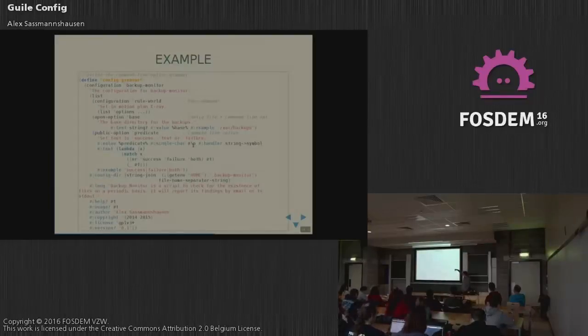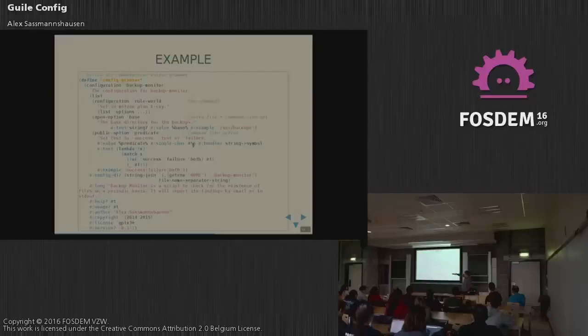And then you just have a list of options. So you've got at the top there another configuration for a subcommand called rule world, which sounds quite nefarious. And then you've got an open option, which is called base, which is apparently a base directory for the backups. And then you've got a predicate, which is another option, in this case a public option. And you can see that the open options basically specify configuration files and command line options, and public options specify just command line options.